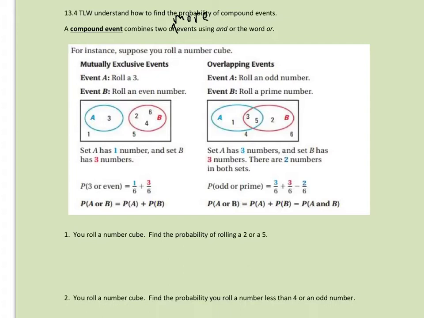So the probability of being 3 is 1/6. The probability of being even is 3/6. Add them together. So you can say the probability of A or B, when they are mutually exclusive, meaning they are not the same thing, you just add them together.